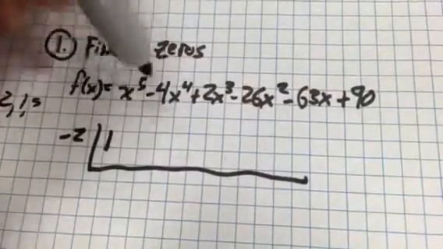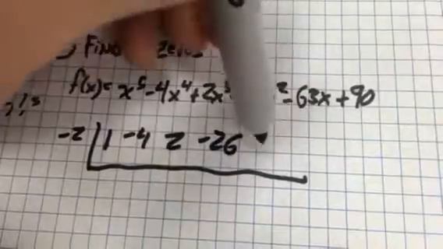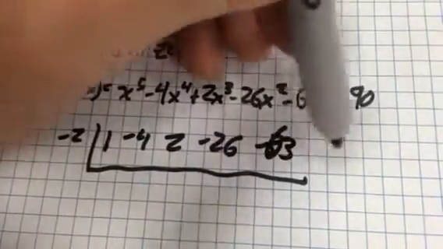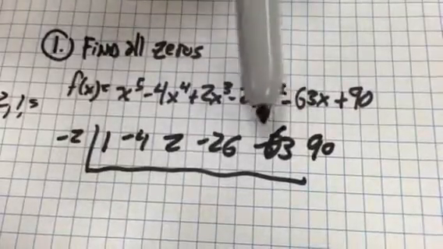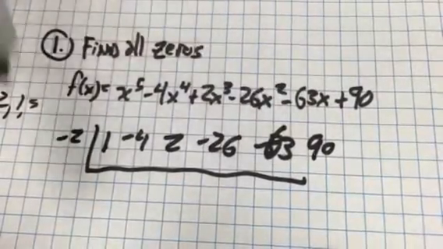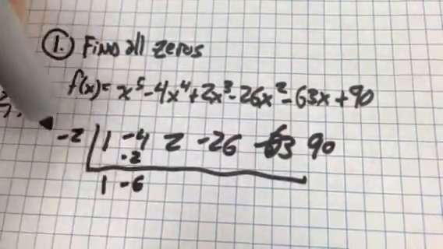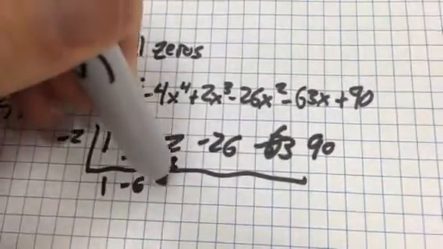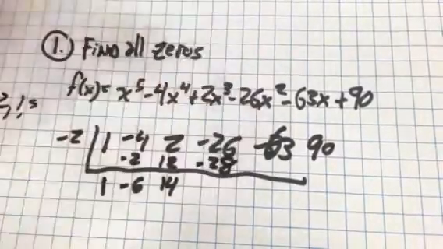So I have 1x to the 5th, -4x to the 4th, 2x cubed, -26x squared, -63x, and 91. And remember, if I didn't have an x squared, I'd have to throw in a 0 as a placeholder. So bring it down, multiply, add, multiply, add, multiply, 2 times 14, -28.